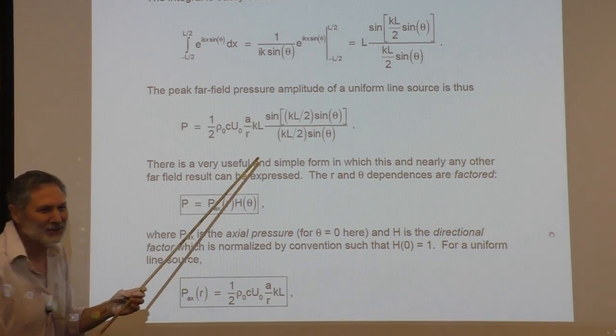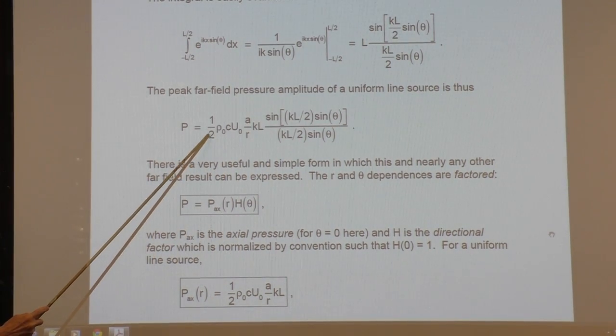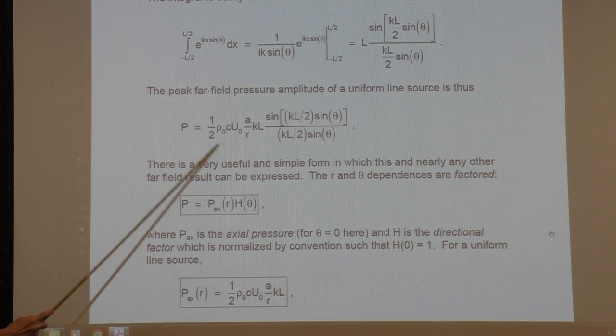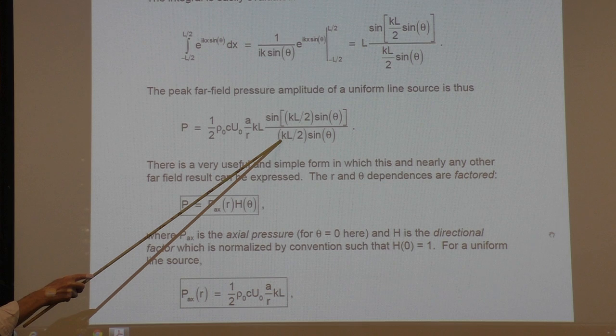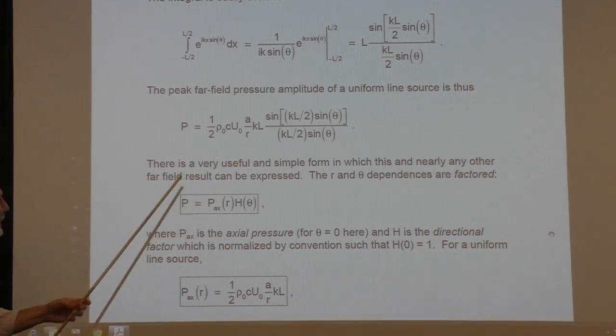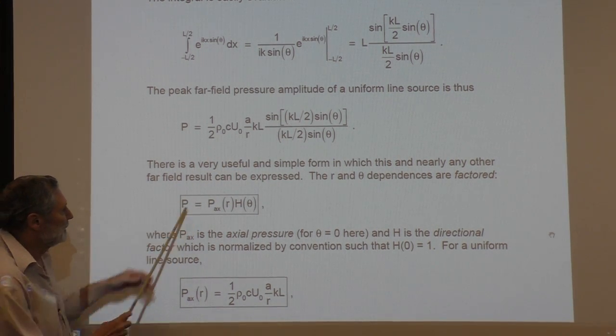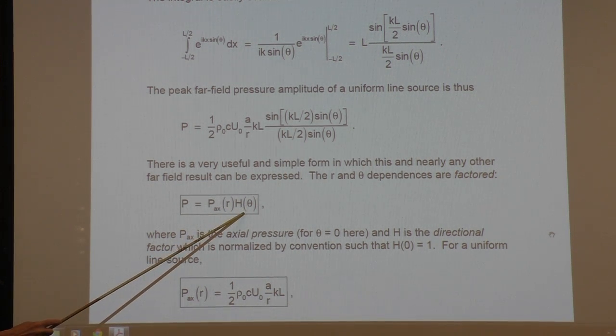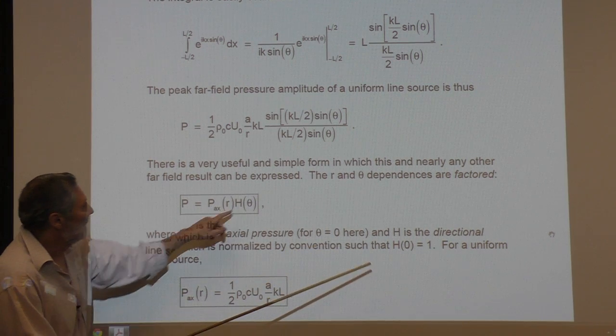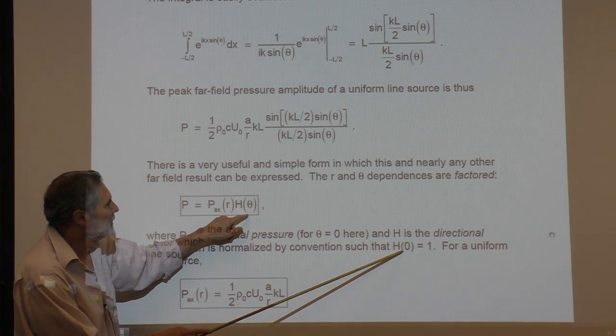Now, how do I know to do that, right? For example, I have this 2 here. Why can't I put the 2 in there? Well, there's something wrong about that. Let me explain to you what it is. The convention here, and it's very convenient, is that the directional factor for theta equal to 0 is equal to 1.